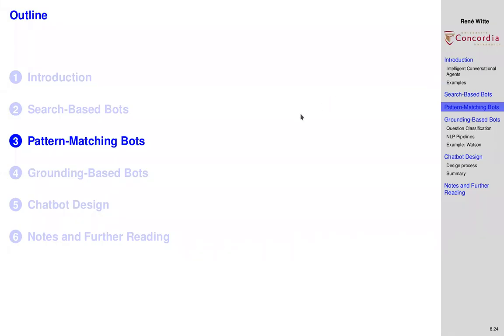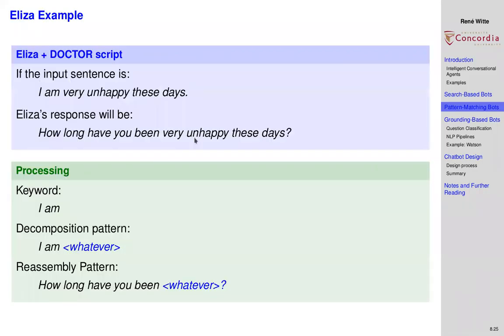Hello, welcome back. So the next technology we are covering is the pattern matching bots. And the basic idea you have seen in the very first lecture when I talked about ELIZA. ELIZA had an engine that could read in a script. And the most famous, most popular script was the DOCTOR script, which simulated a conversation with a psychotherapist.